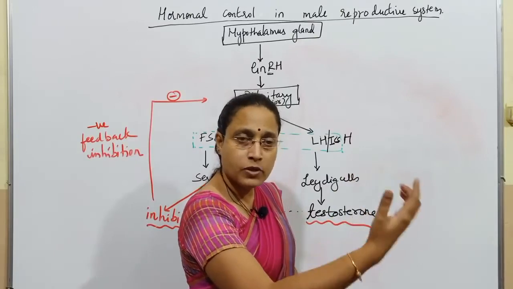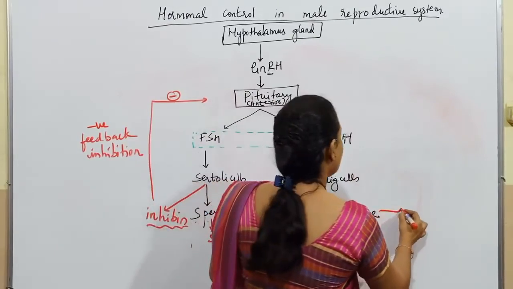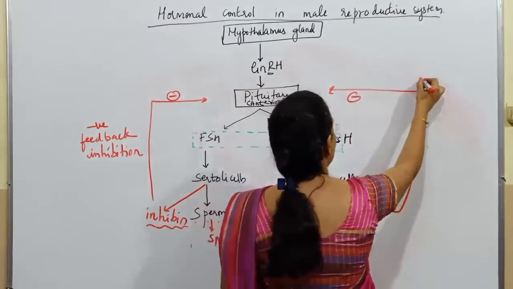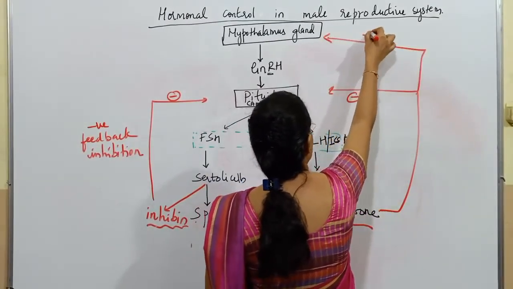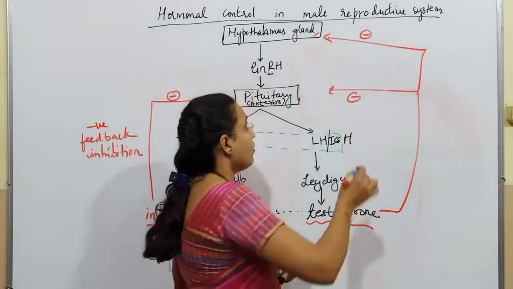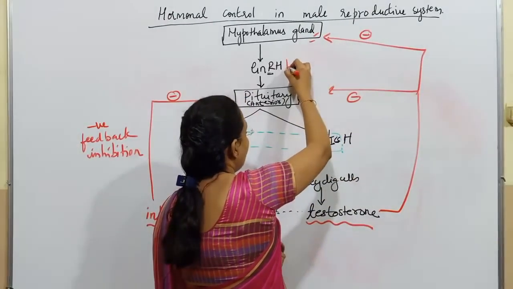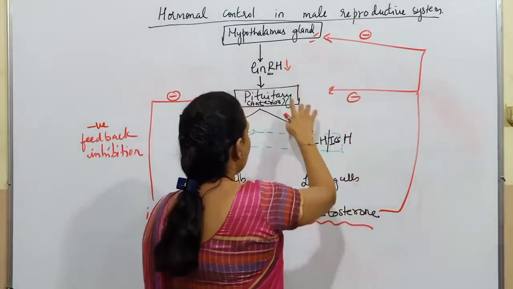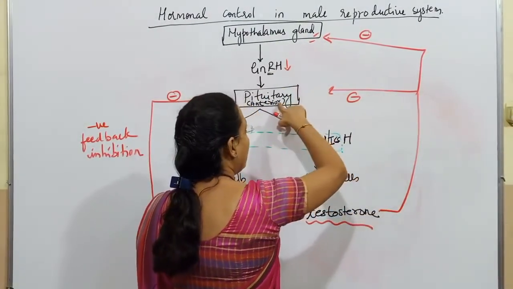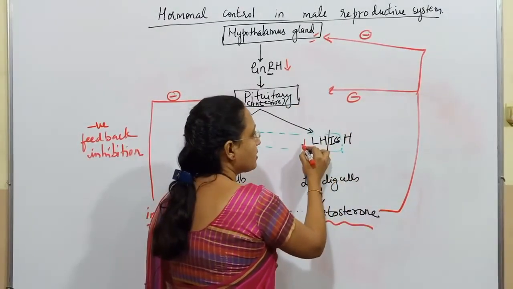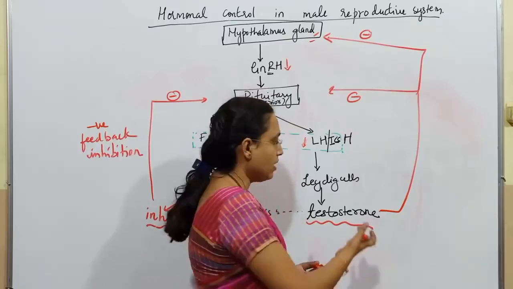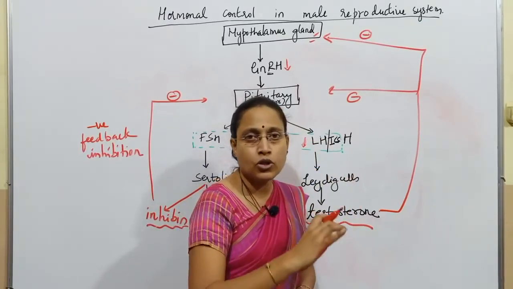So when testosterone becomes more, it has the capacity to inhibit the anterior pituitary. At the same time, it has the capacity to inhibit the hypothalamus. When both are inhibited, what will be less? GnRH will be less. When GnRH is less, both FSH and LH will be less. It will also directly inhibit the pituitary. So LH is less. When LH is less, Leydig cells will not get activated, and the concentration of testosterone will not keep increasing.